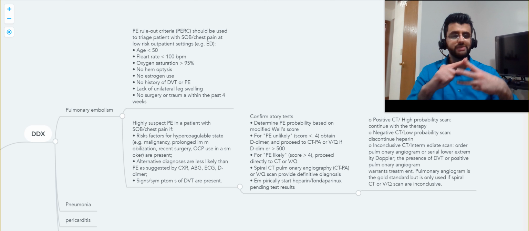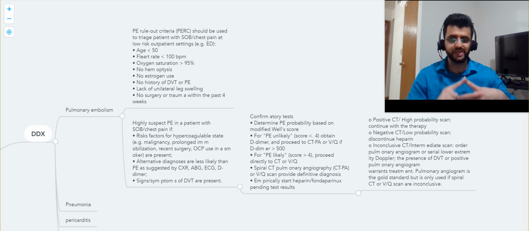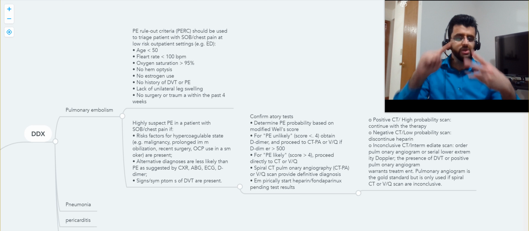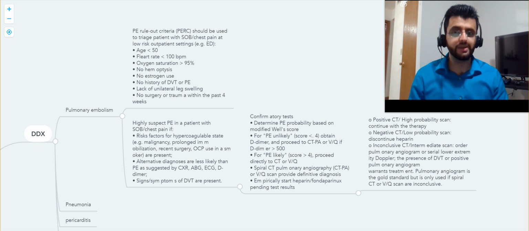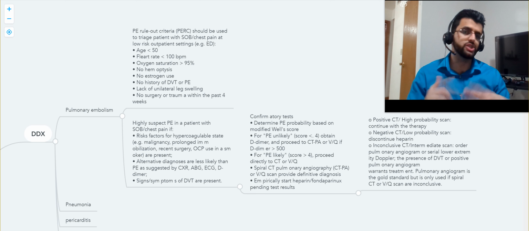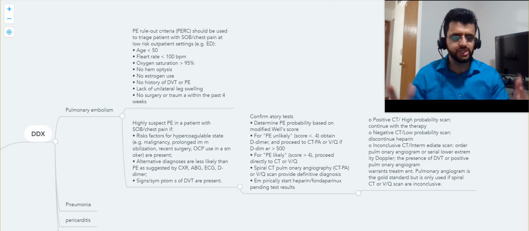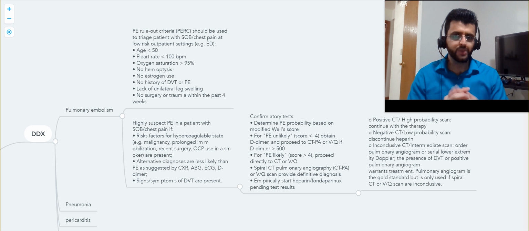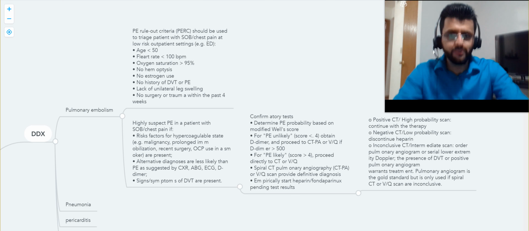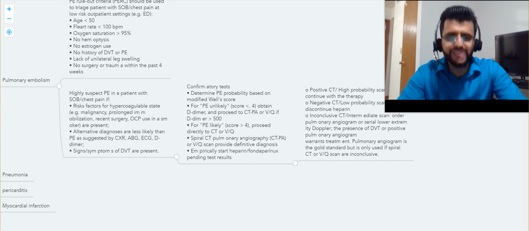So three things. Number one, risk factors, for example malignancy, immobilization, surgery, oral contraceptive pills. The second one is that an alternative diagnosis, like pneumonia, pericarditis, or heart attack, is less likely. This is suggested by chest X-ray, ABG, EKG, and D-dimer suggesting alternative diagnoses are less likely. The third one is the signs of DVT. After you see that, you do confirmatory testing.